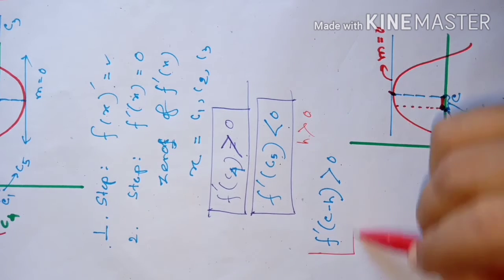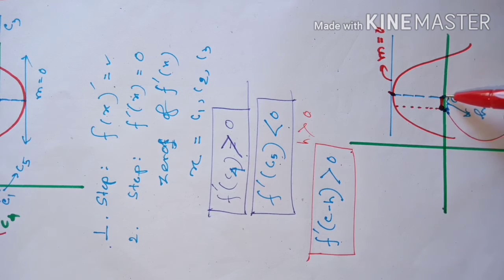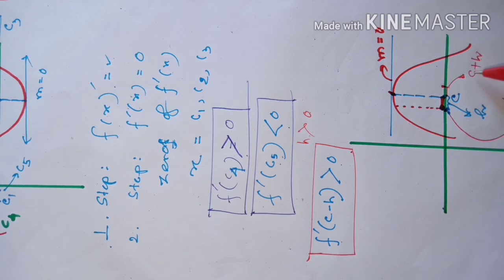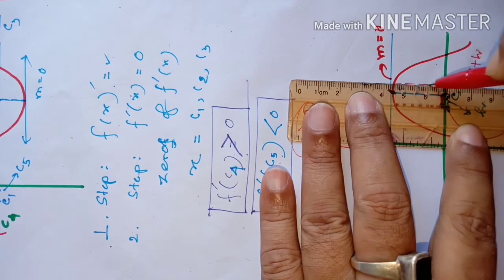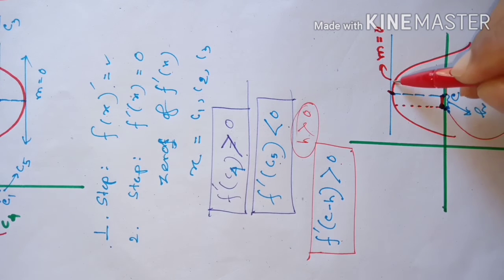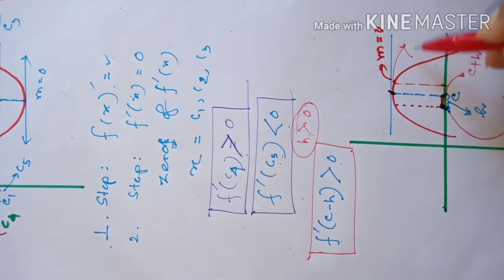And towards the right hand side of this C, there is a point, say, C plus H. This is again H, suppose, quantity. And this point is, suppose, C plus H. H, as I told you, is greater than 0. And at that point, the derivative of the function, this is F dash C plus H, and that is less than 0. If it happens, then you can say point C is the point of local maxima.